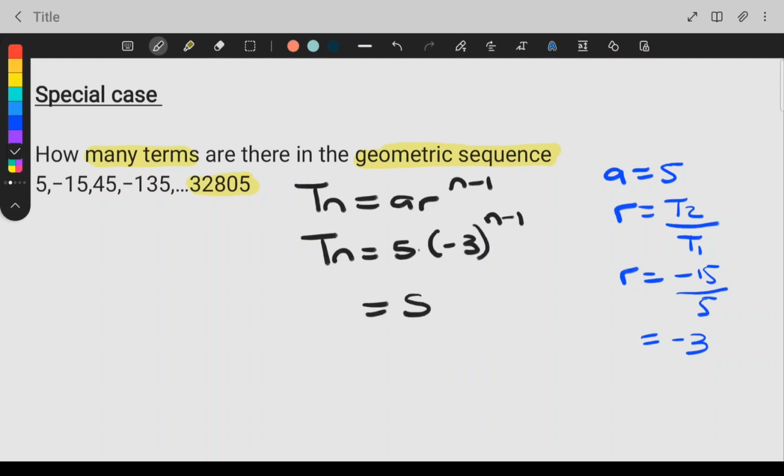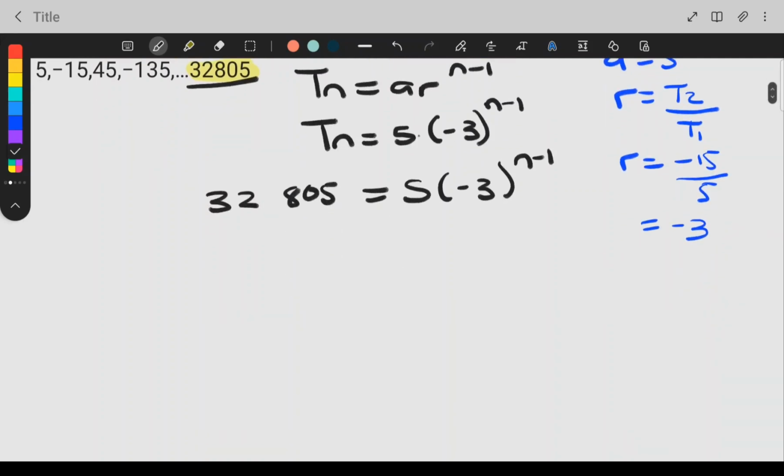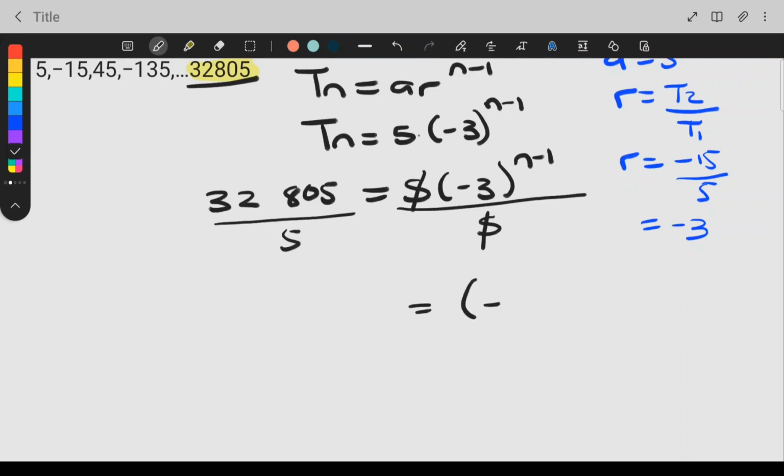Then I take this general term and I make it equal to the last term. So this is the last term. And from here, I do algebra. Now, I need to solve for n. First thing, I'm going to divide by 5 because I want to cancel these two 5s. But what I do on the right, I do on the left. So I'm going to be left with negative 3 to the n minus 1. And on the left-hand side, I'm left with 6561.